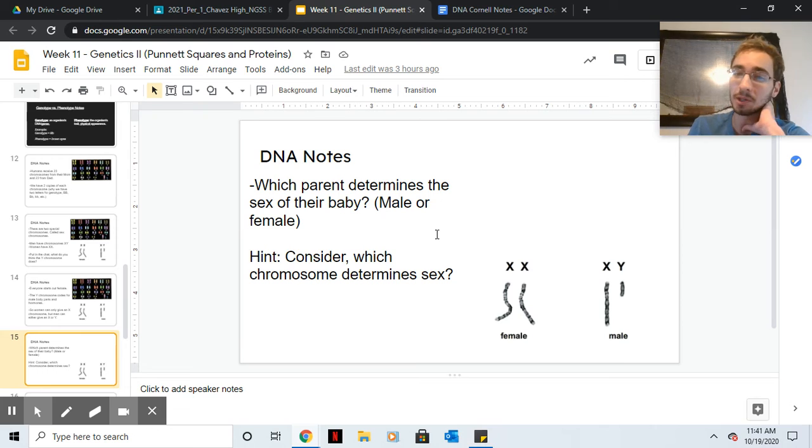But men can either give an X or a Y. So try and think, which parent determines the sex of their baby, the male or female? Which one determines sex? Put that in your notes.